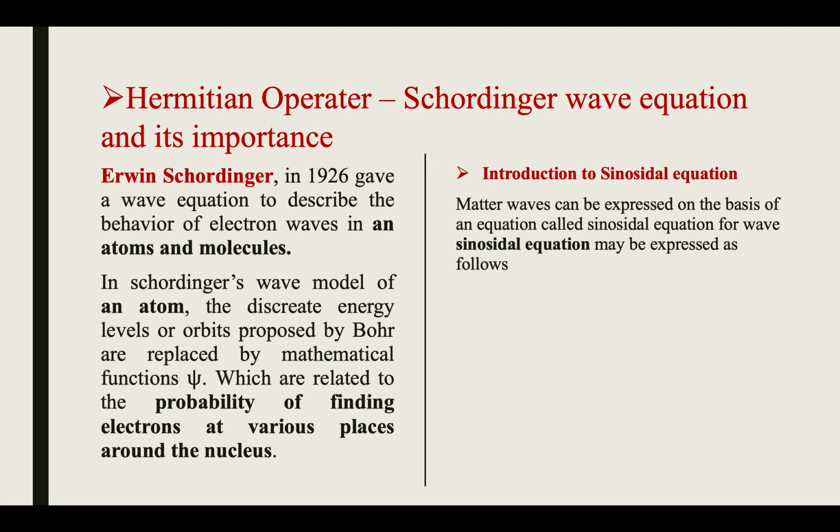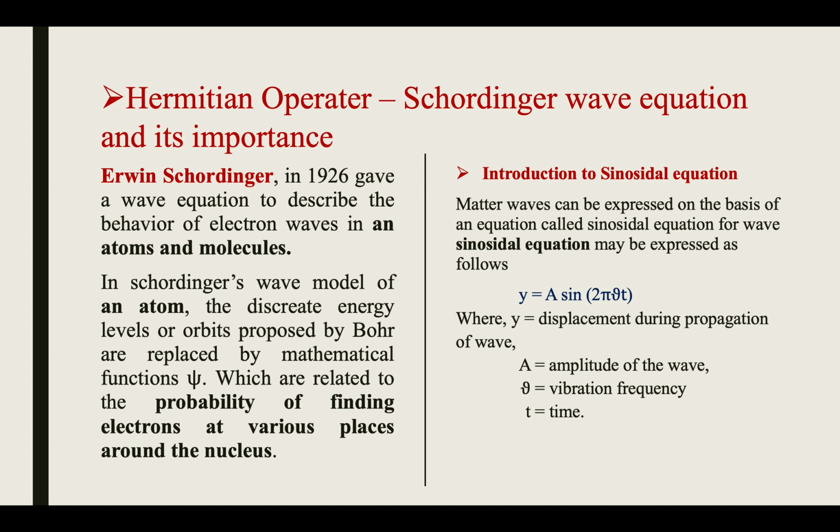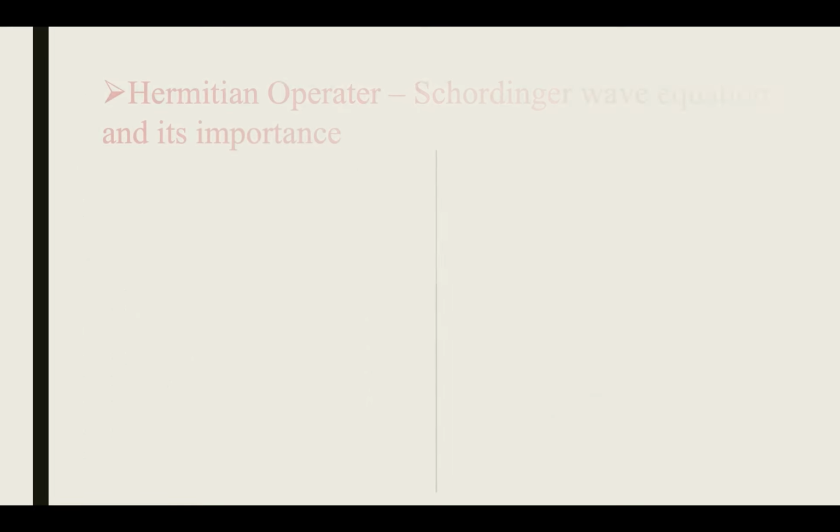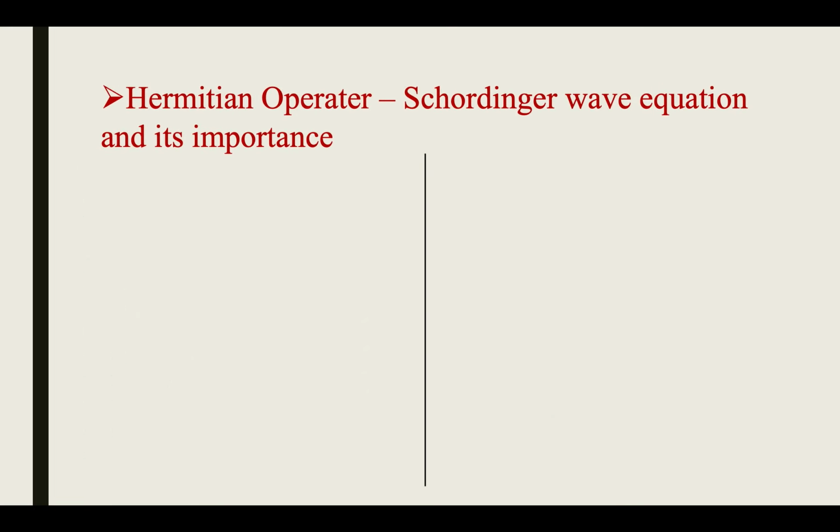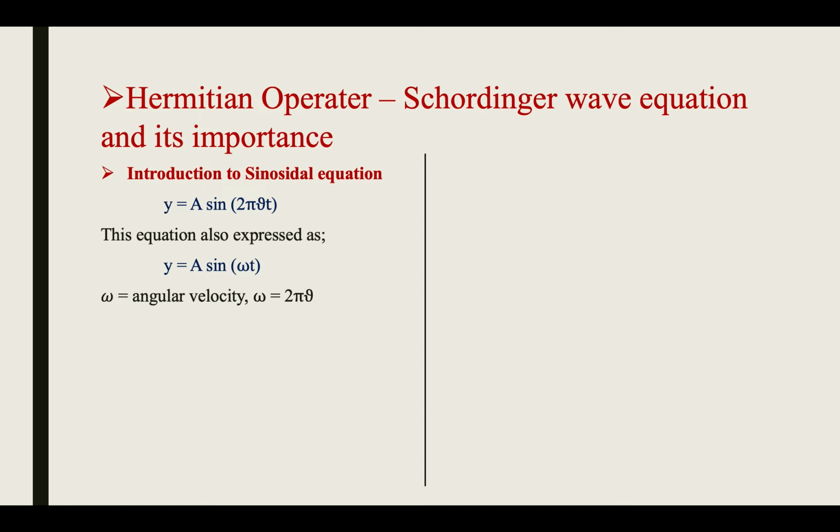Now a matter wave can be expressed on the basis of an equation called the sinusoidal equation for a wave, which may be expressed as follows. Here y equals a sine 2 pi nu t, where y is the displacement during the propagation of the wave, a is the amplitude of the wave, nu is the vibrational frequency, and t is time. So y is always showing the amplitude of the wave.